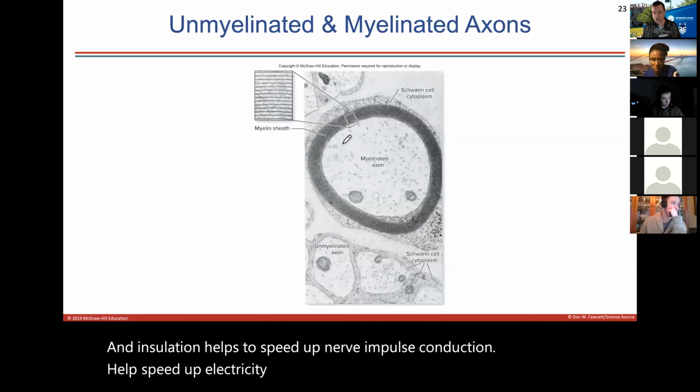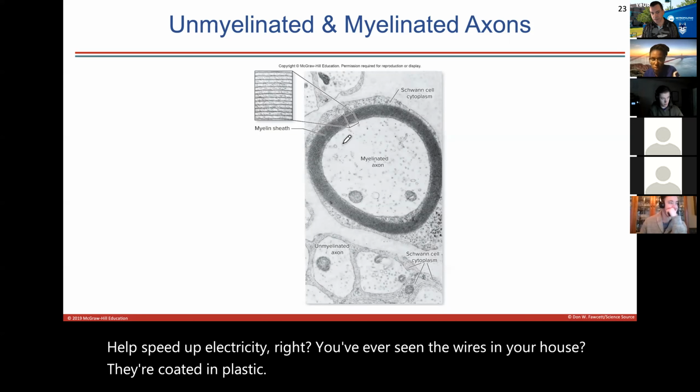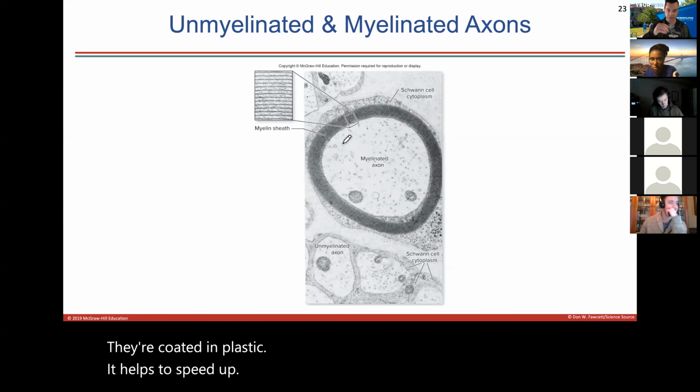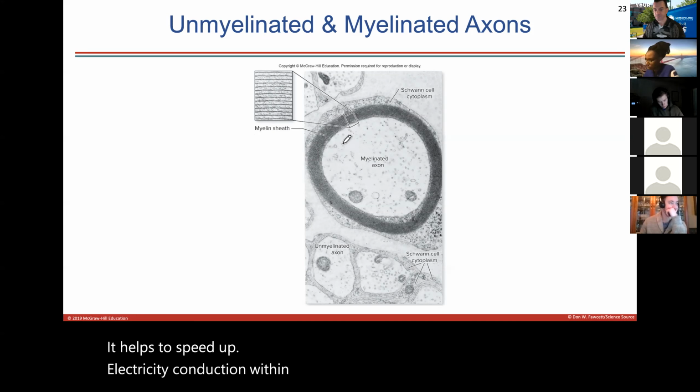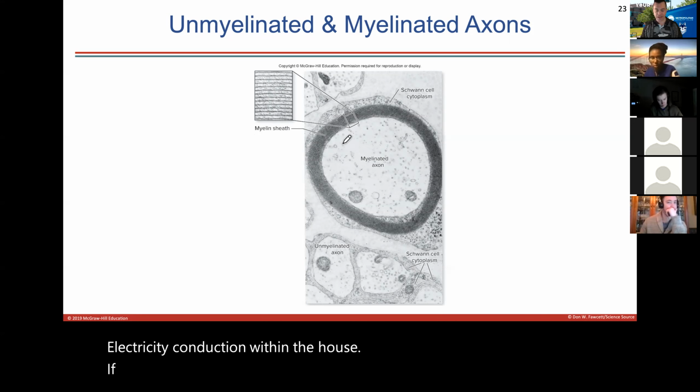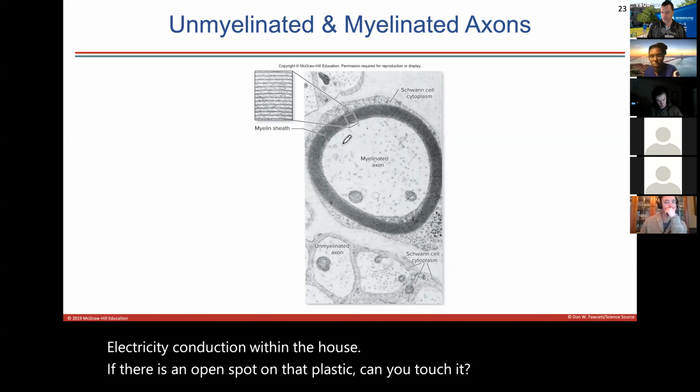You've ever seen the wires in your house? They're coated in plastic. Okay? Helps to speed up electricity conduction within the house. If there's an open spot on that plastic and you touch it, magic, right? Electricity flows with you.